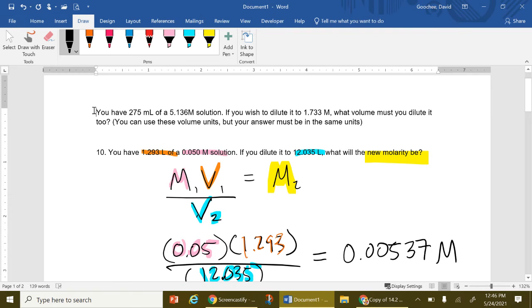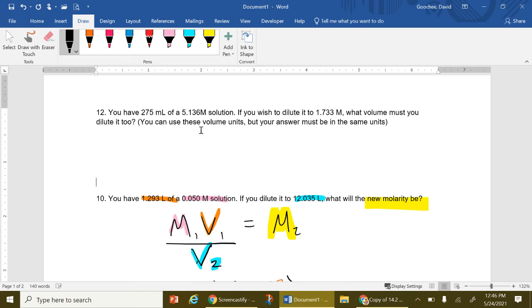Problem number 12. Here we go. You have 275 milliliters of 5.136 molar solution. If you wish to dilute it to 1.733 molar, what volume must you dilute to? Now, you can use these milliliter units. You do not need to bring it to liters, because you're not actually using the molar variable in here. You're just comparing molarity and volume.